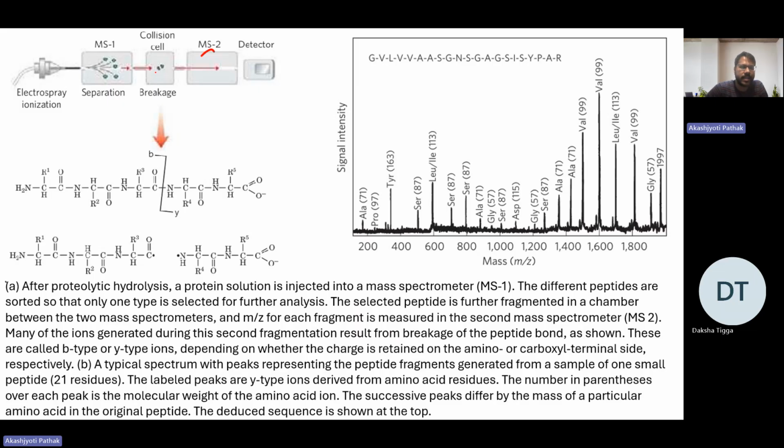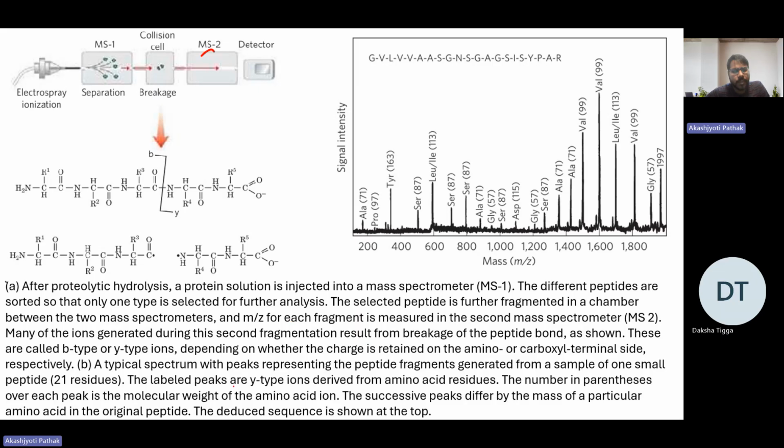So in this collision cell, there is again fragmentation of that particular peptide, and that will result in two types of ion: B type ion and Y type ion. Now, depending on whether the charge is retained on the amino terminal side, it is B type. If it is retained on the carboxyl terminal, then it is Y type.